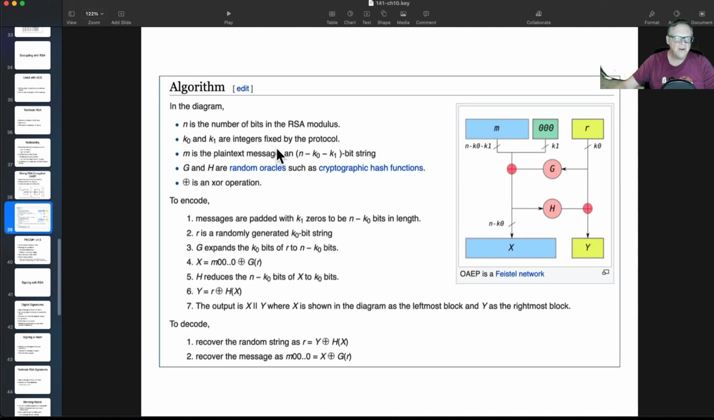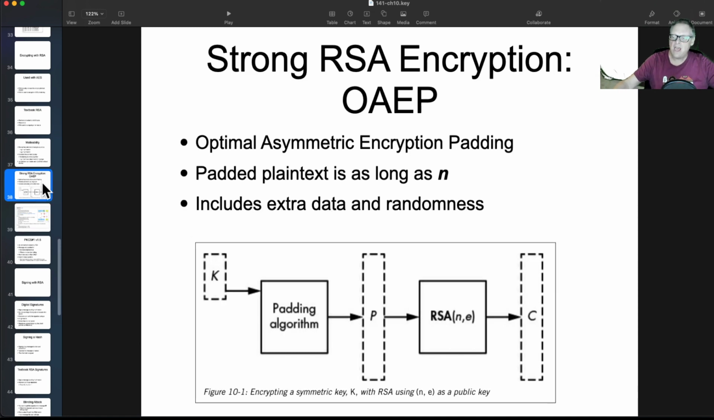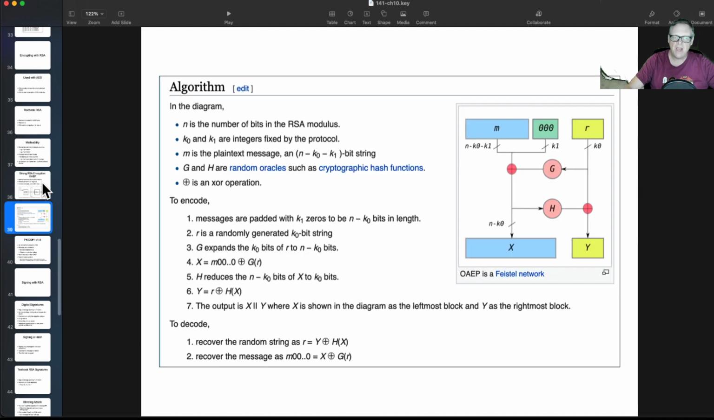I think we got it here. Yeah, it is pretty complicated. You mix together these various things. You've got some randomly generated strings and so on, but this is considered quite secure, the OAEP algorithm, to pad things to send them by RSA.